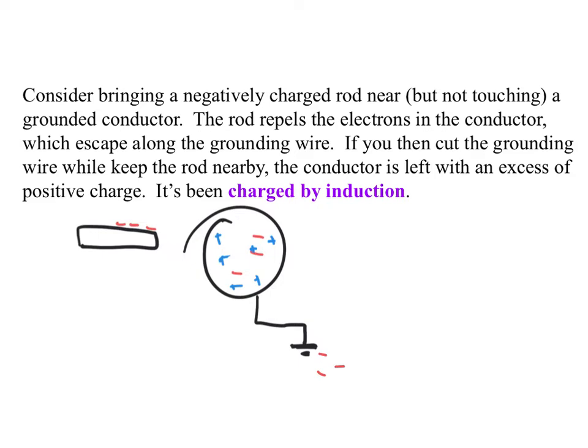Now, if we cut the grounding wire, so that we can no longer pull charge from or towards the Earth, and then we remove the rod, we have an excess charge. We still have excess positive charge on the conductor because we've driven off some of the negatives and left their positive nuclei behind, and now they can't get back because of the break in the ground wire. This is what's called charging by induction.